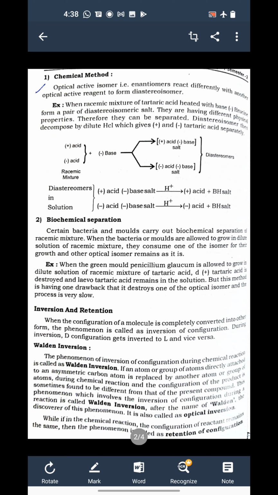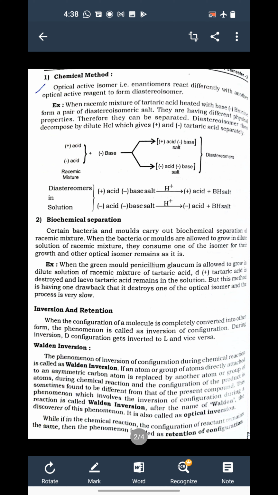Now suppose we separate them and react each with dilute HCl, meaning we react with H plus. Then what do we get? The plus acid minus base salt reacts with an acid like HCl, and we get plus acid, meaning plus tartaric acid or the D form of tartaric acid, and the salt is removed there.